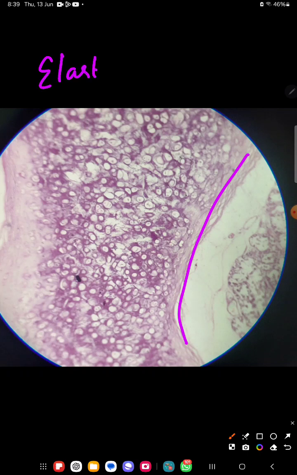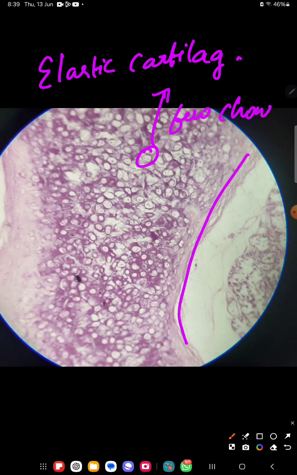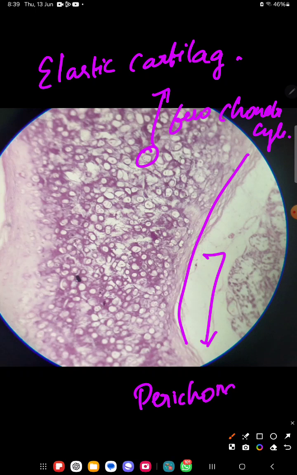This is elastic cartilage. Few chondrocytes are seen. Perichondrium is also seen.